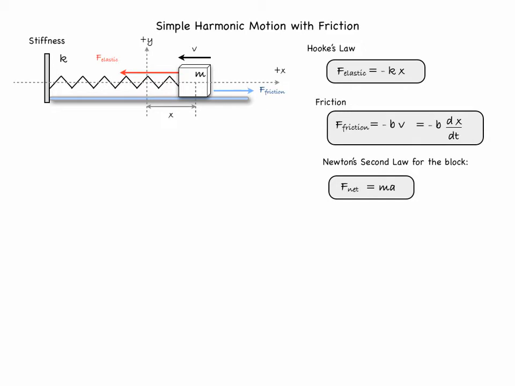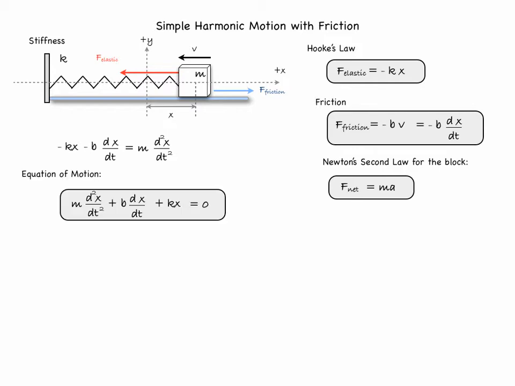Now we can apply Newton's second law. The net force, in this case, equal to the spring force minus kx plus the frictional force minus b dx/dt must be equal to ma or m d²x/dt², as the acceleration a is the second derivative of the displacement with respect to time.